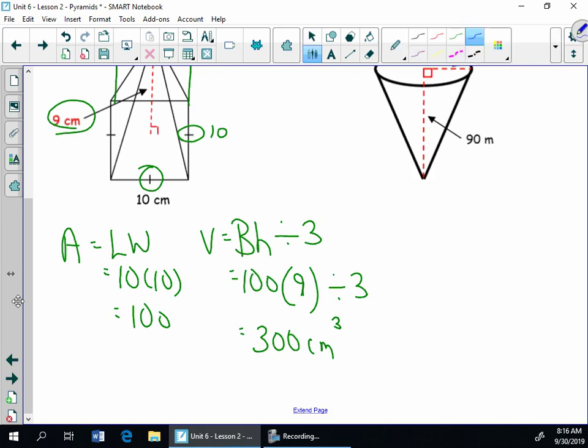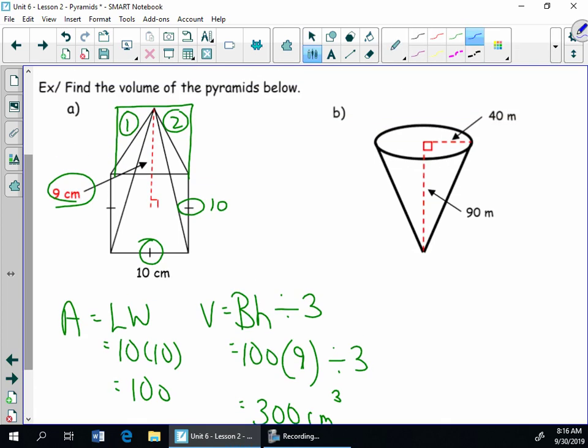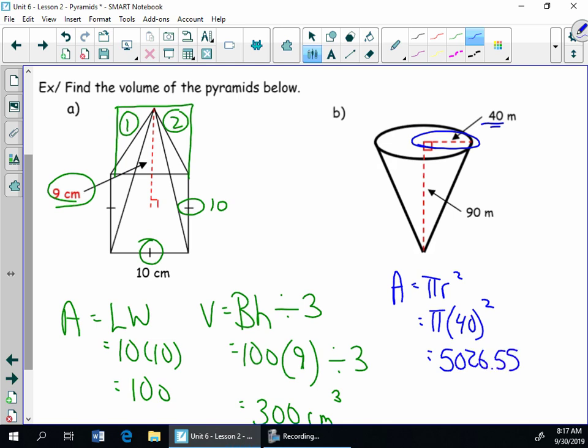Okay, we can do the same thing with a circular-based pyramid. It's a circle. So my area is pi r squared. Did we get the radius? Yes. Halfway across is 40. And we need a calculator for this one. Pi times 40 squared comes out to 5,026.55. That's the area of the base, and we want the volume.